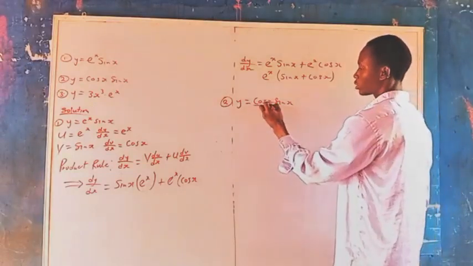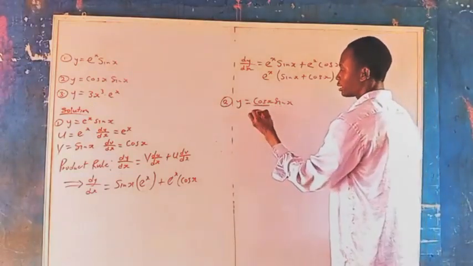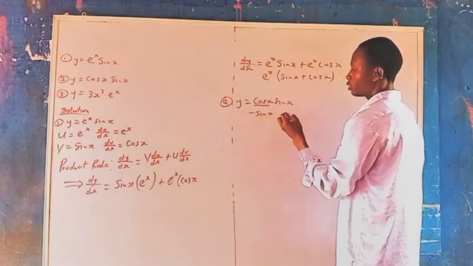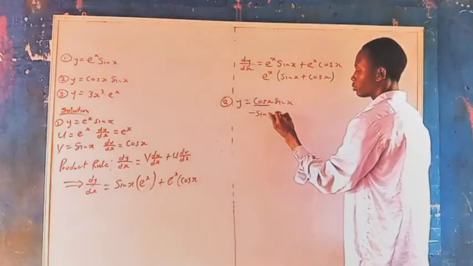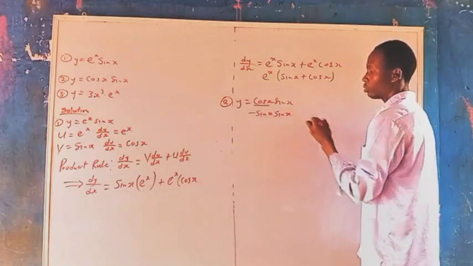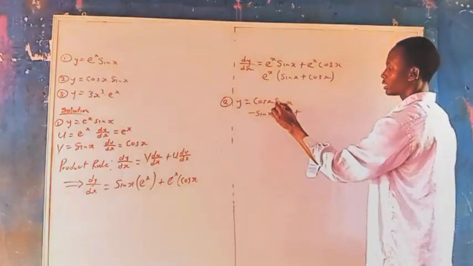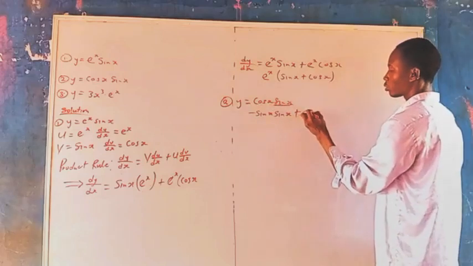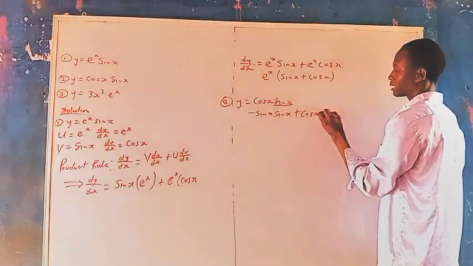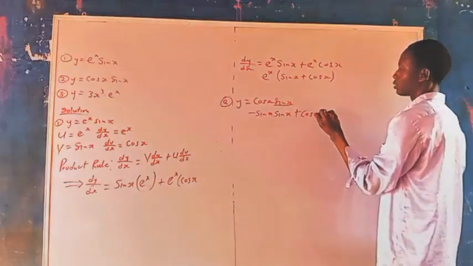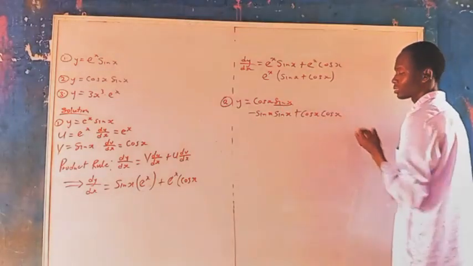If we differentiate cos x, I'm going to have a negative sine x. Don't forget, we are still having this sine x, so I write sine x again, plus. Now, I will not differentiate the first one. I will now differentiate the second one. I leave the first one, which is cos x, and then differentiate sine x. I'm going to have a cos x again. So this is cos x.